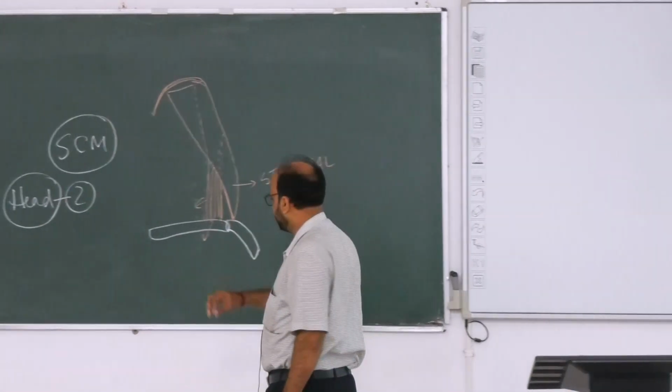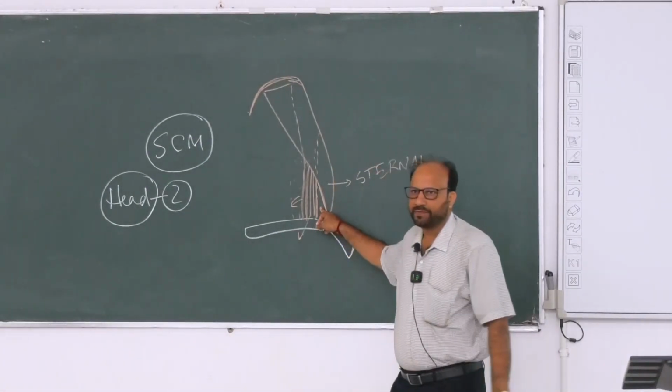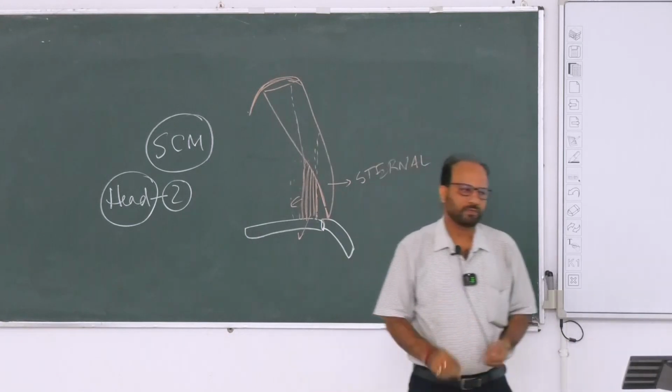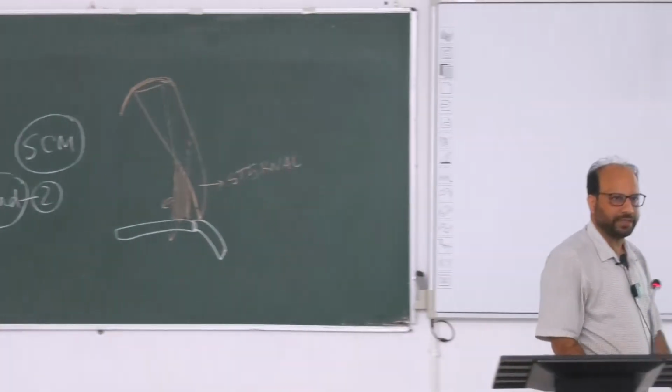সুপ্রাক্লাভিকুলার ফসা। ঠিকই বলেছিস। লেসার সুপ্রাক্লাভিকুলার ফসা, গ্রেটার নয়, লেসার সুপ্রাক্লাভিকুলার ফসা। এখানে কে টার্মিনেট করে? এটা ইম্পর্টেন্ট ভেন টার্মিনেট করে। কোন জগুলার ভেন?